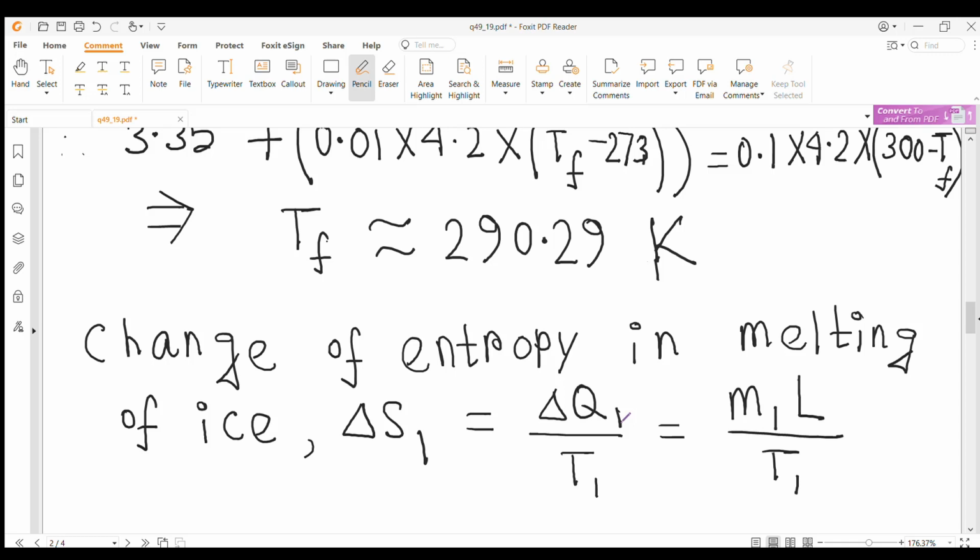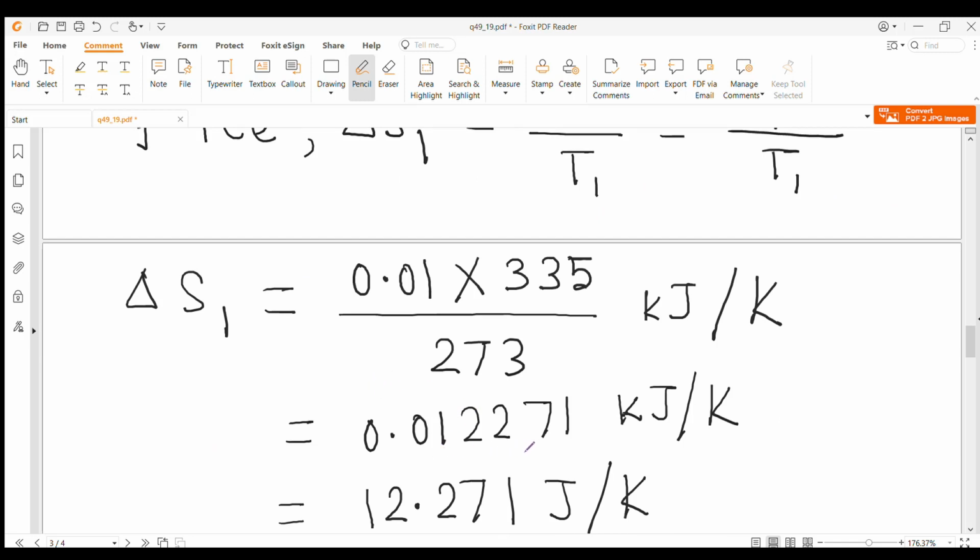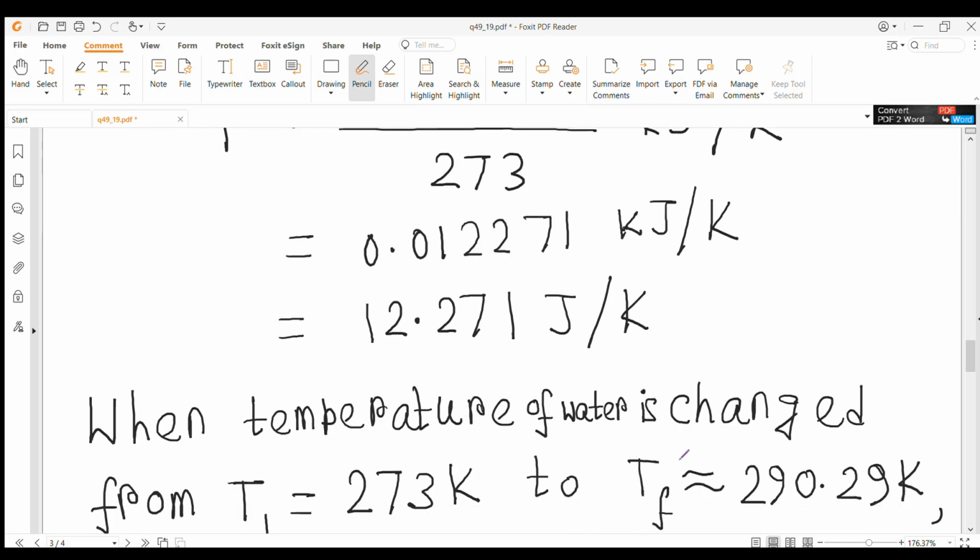Now let's find out the change of entropy in melting of ice. This is equal to delta S1, which is equal to delta Q1 by T1. Here delta Q1 is equal to m1 into L. Putting the values of m1, L and T1, we obtain that the change of entropy in melting is equal to 0.012271 kilojoule per Kelvin. This can also be written as 12.271 joule per Kelvin.